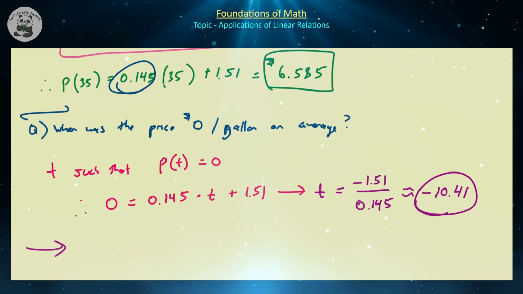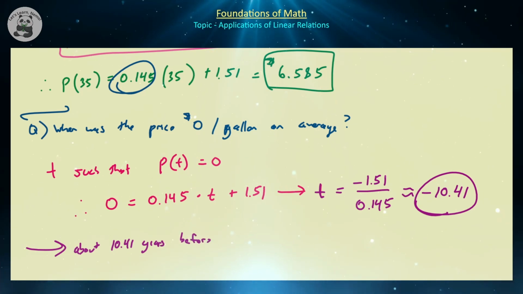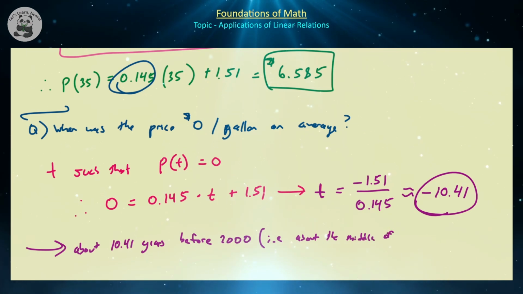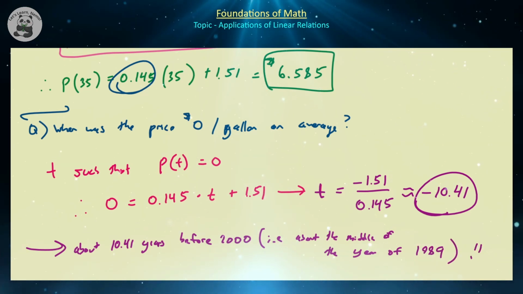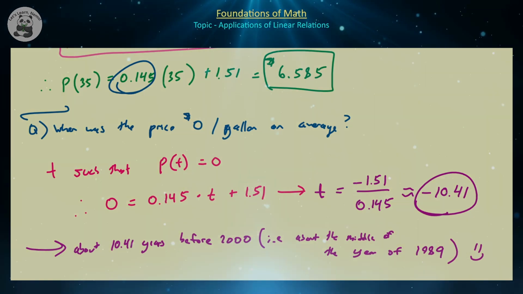So how do we interpret that negative number? This is about 10.41 years before the year 2000, which would be about the middle of the year of when? When do you think it is? You should be saying 1989. But those are some of the questions that you could answer in regards to this average price model which we have constructed based upon the information that was given.